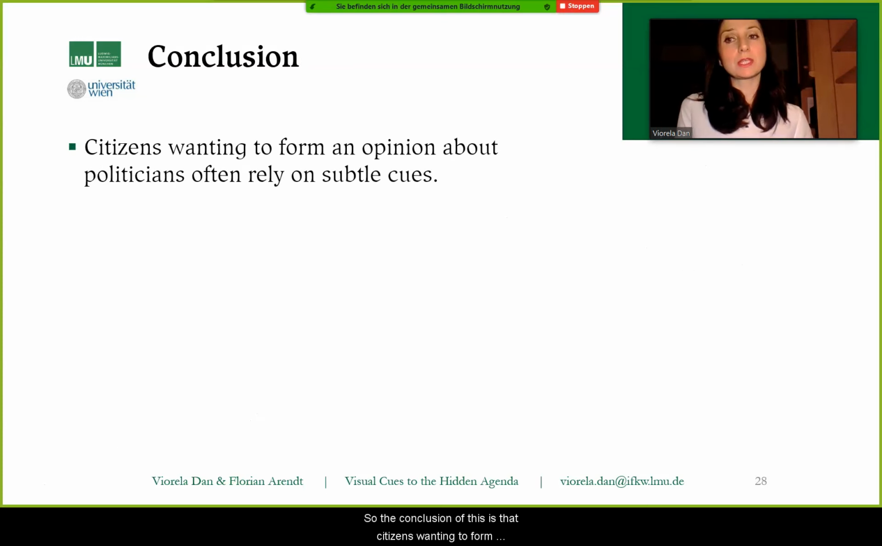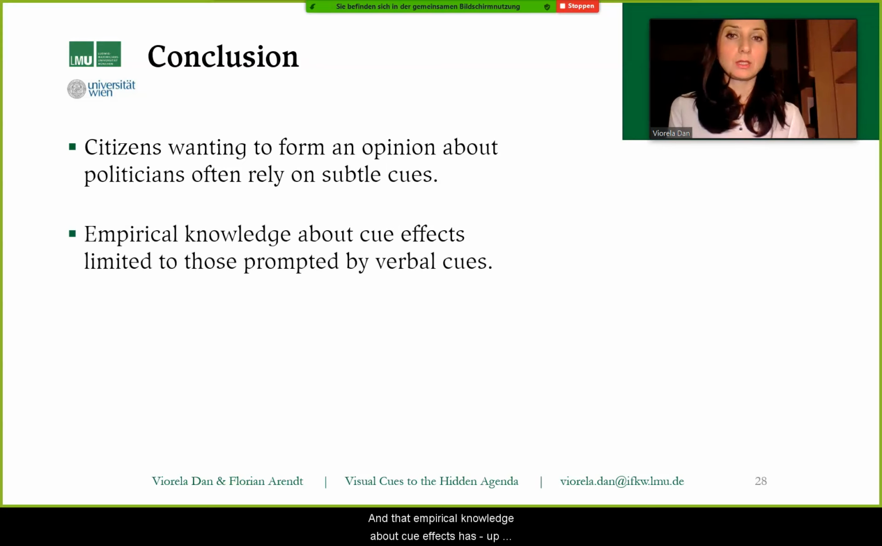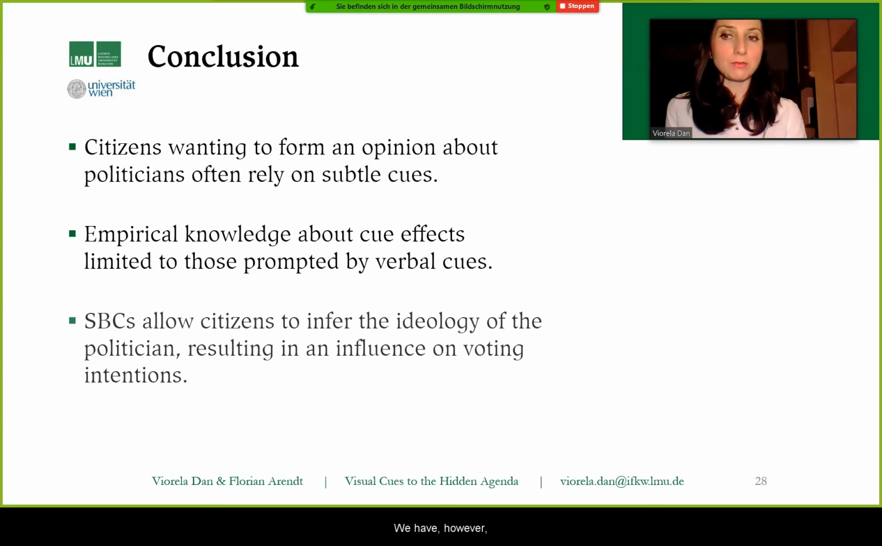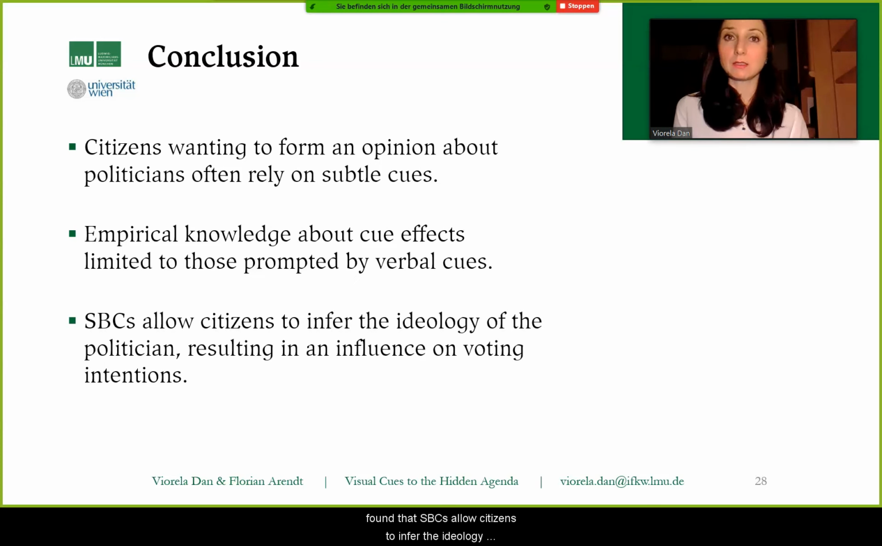So the conclusion of this is that citizens wanting to form an opinion about politicians often rely on subtle cues, and that empirical knowledge about cue effects has up until now been limited to those prompted by verbal cues. We have, however, found out that SBCs allow citizens to infer the ideology of the politician, and that this results in an influence on voting intentions.